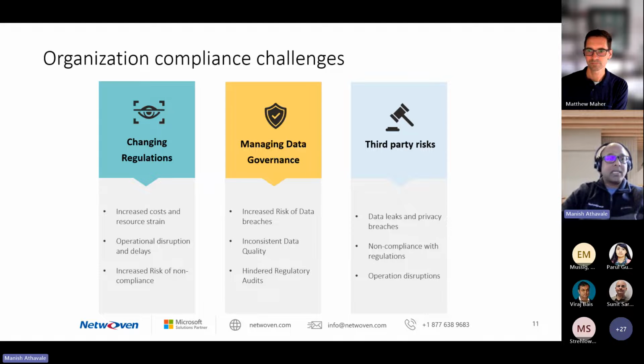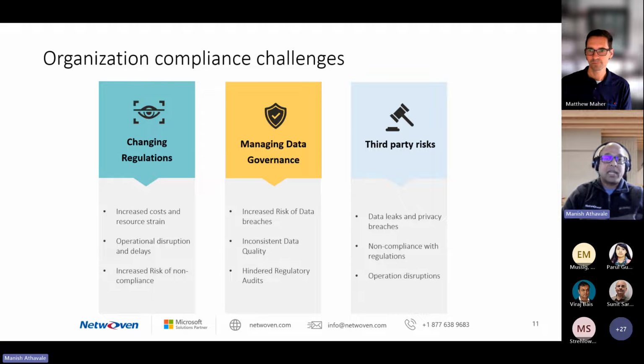The next one is managing data governance, right? So there is an increased risk of data breaches. We all know there are a lot of cases where data, I just talked about it in the statistics slide, that there is an increased risk of data breaches across all the industries. And essentially, without defined access controls and security protocols, sensitive data becomes vulnerable to unauthorized access, leaks, and cyber attacks. So this is definitely a big concern across all the industries.